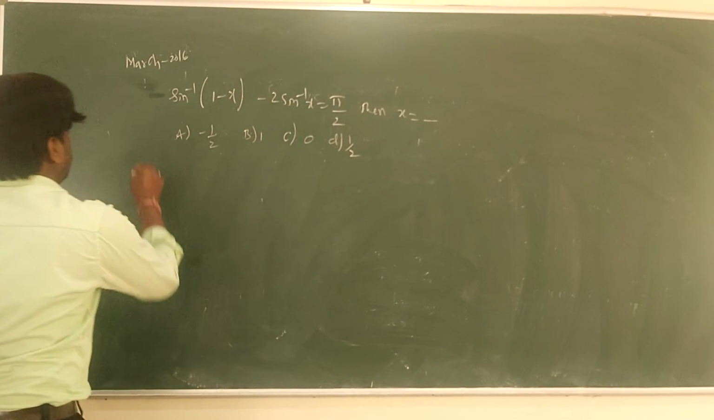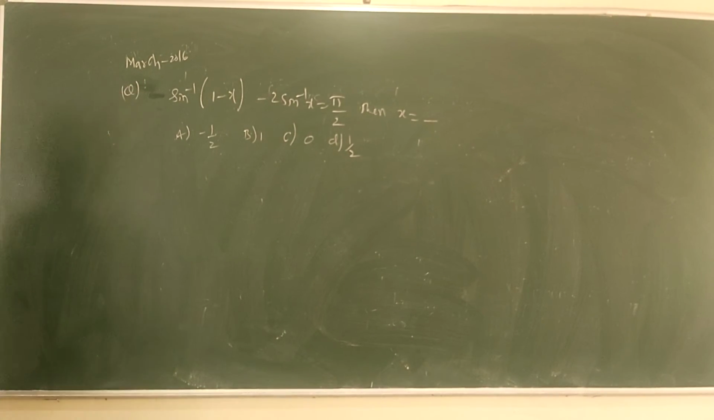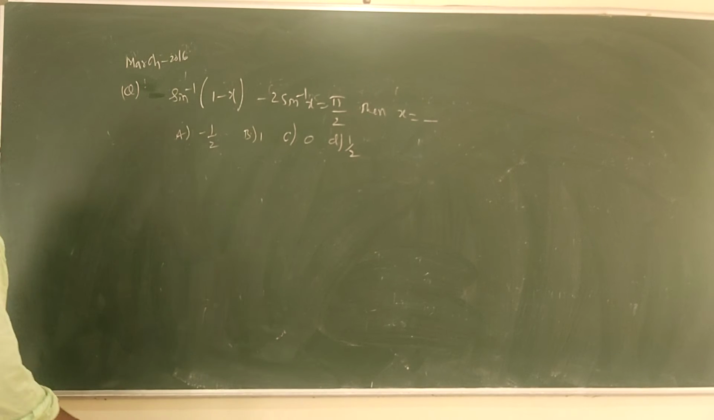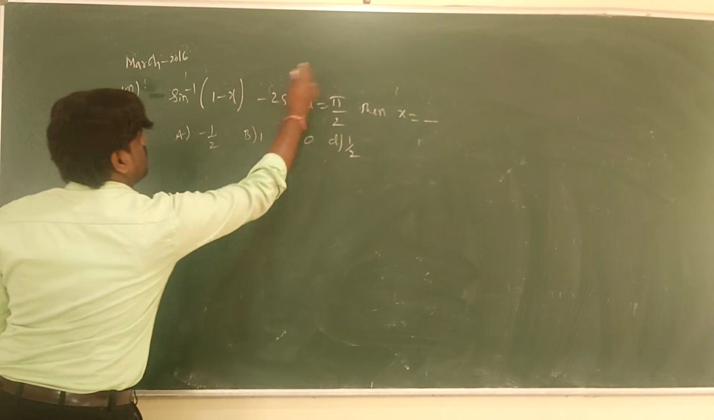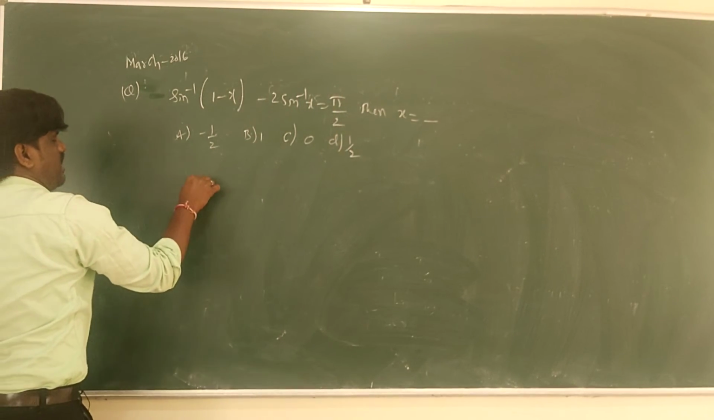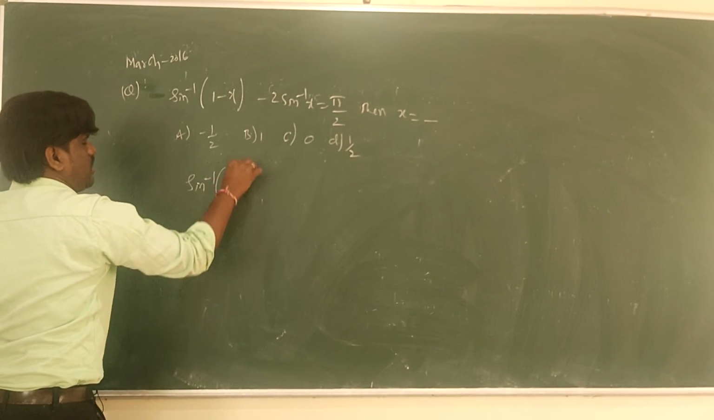This is a 2016 March question, related to sine inverse. Sine inverse of 1 minus x minus 2 sine inverse x is pi by 2, then x is equal to dash. It is an MCQ question. Now what to do here? Simple: take 2 sine inverse x to that side. So what I get here? Sine inverse 1 minus x. Look at here.